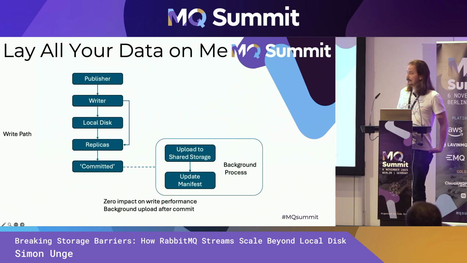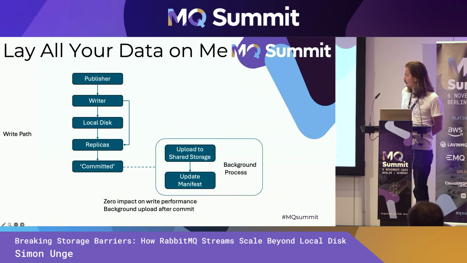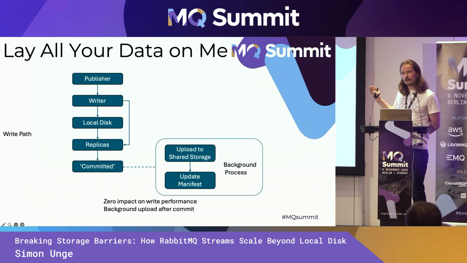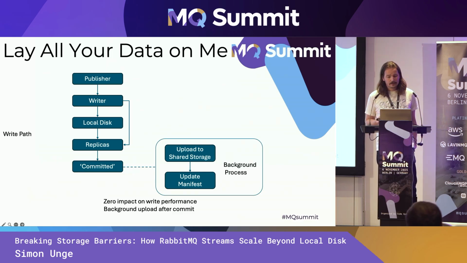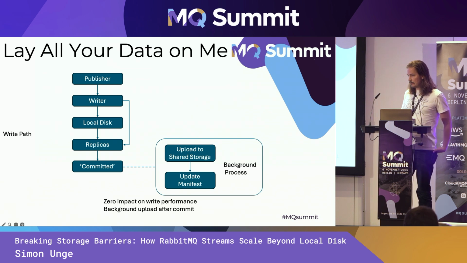So let's talk about the write path here. And I want to emphasize that this is unchanged. I didn't talk about how writing works, but this is very simplistically how it works. You have a publisher, it sends a message to RabbitMQ. You have a writer in RabbitMQ that writes that message to local disk, appends it to the log. You have replicas that take that message and do the same thing on their end. And then the message is considered committed when you have a quorum in your cluster. And that's it, it's unchanged. That works just like it did before.